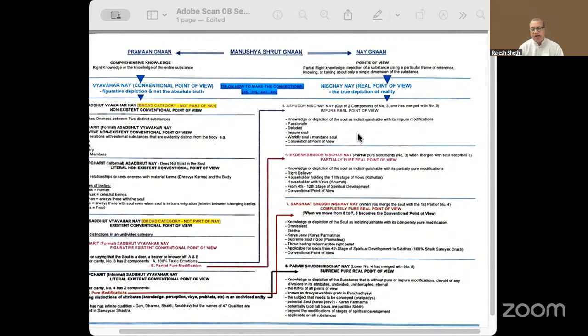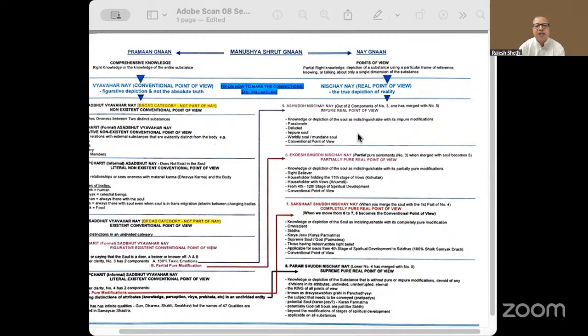So all the impure modification does not arise in the soul. That is what this Nay has to say. It just focuses on the pure, liberated, complete state of the soul, which forms the ultimate goal of every seeker. So this is number 7.